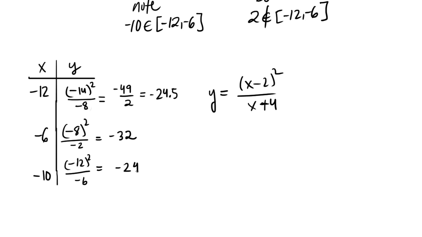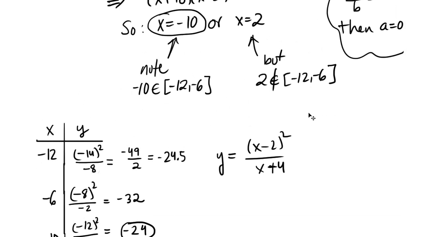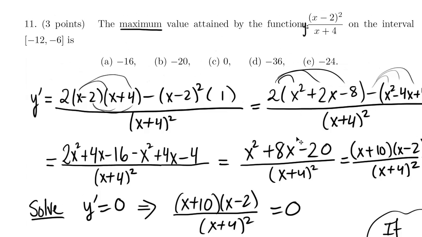This question wanted the maximum, right? Which is the biggest of these numbers? Well, that would be this one, right? Negative 24. So I think that number is there, right? Negative 24, that's answer E.